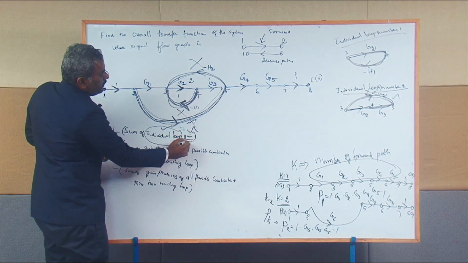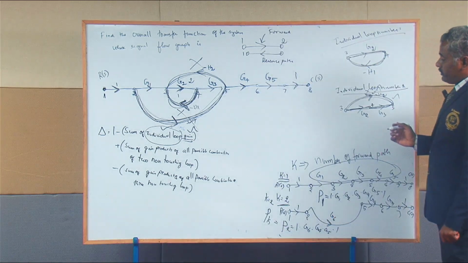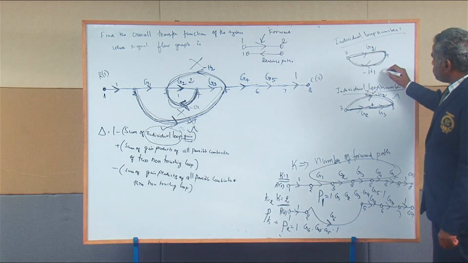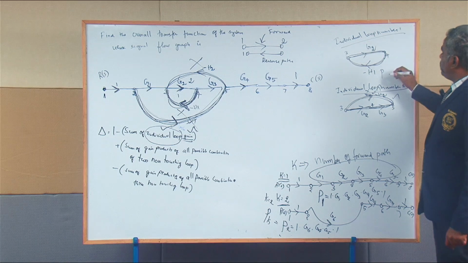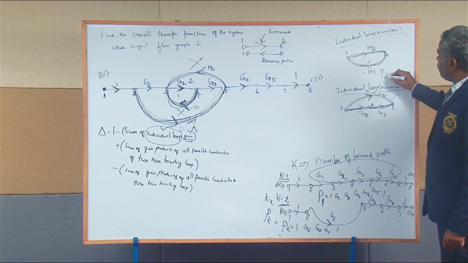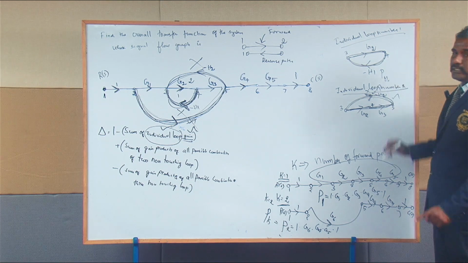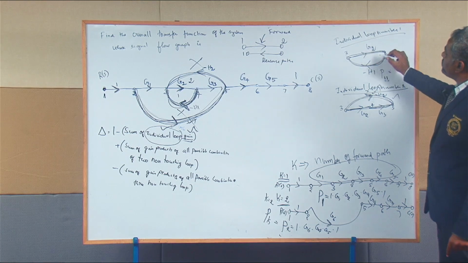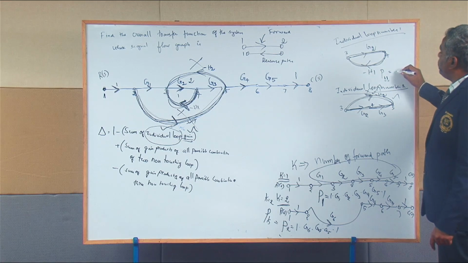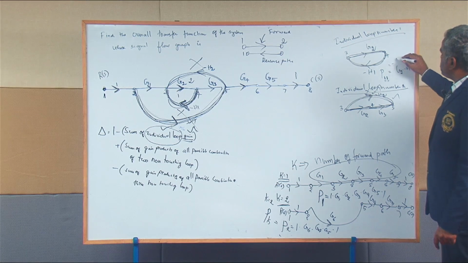Individual loop gain value, individual loop. For the individual loop, you need to give the gain value, which can be represented as the new variable P. P is nothing but the gain. For the individual loop, the first combination of individual loop, P11, is equal to all the gain values multiplied, that is G2 dot minus H1, which can be given as minus G2 H1.